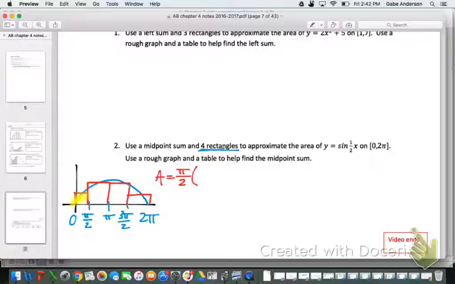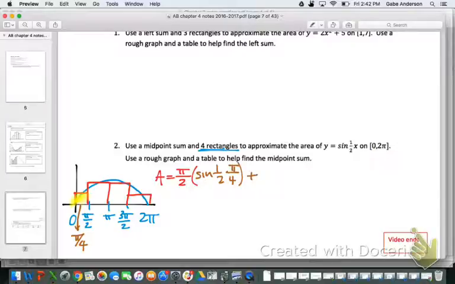So let's think this through. What would be the midpoint, the x value of the midpoint of this interval? It would be right smack in the middle right there. It should be pi over 4. So what I'm going to do then is use the value of our blue graph to determine the height of this rectangle at pi over 4. So it's going to be sine of 1/2 times pi over 4. I'd plug in a pi over 4. I would not plug in a 0 or a pi over 2 because that would be a left sum or a right sum. I'm doing a midpoint sum, so I'm going to plug in pi over 4.